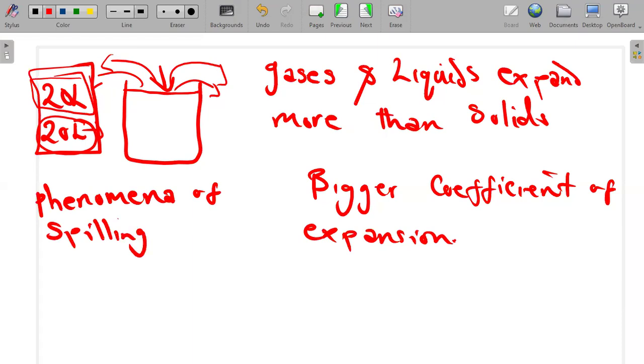How can we calculate the volume of spill now that we've understood what we are discussing here? How do you think we can calculate the volume of spill?